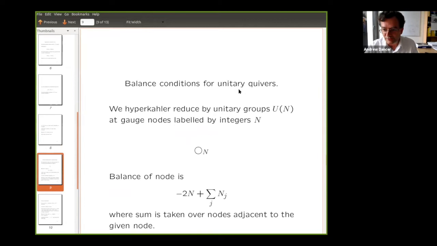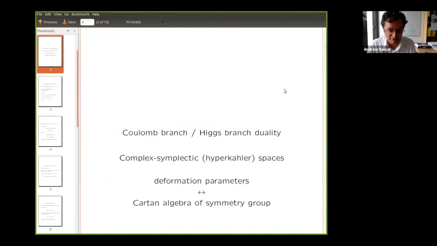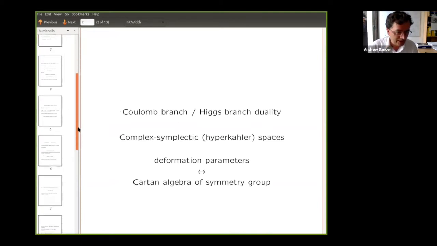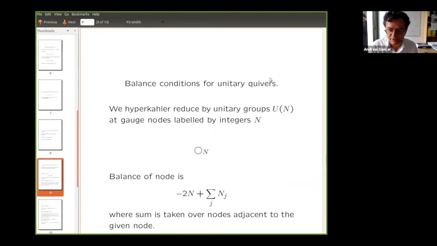So to motivate our construction of the candidates for the Coulomb branch, we have to make a little detour into the physics of symplectic duality. So let me just go back to the first slide for a second. Remember what we said was under the duality, the deformation parameters are supposed to get swapped with the Cartan algebra of the symmetry group. So what we're going to do now is a refinement of this picture, which the string theorists have been working out.